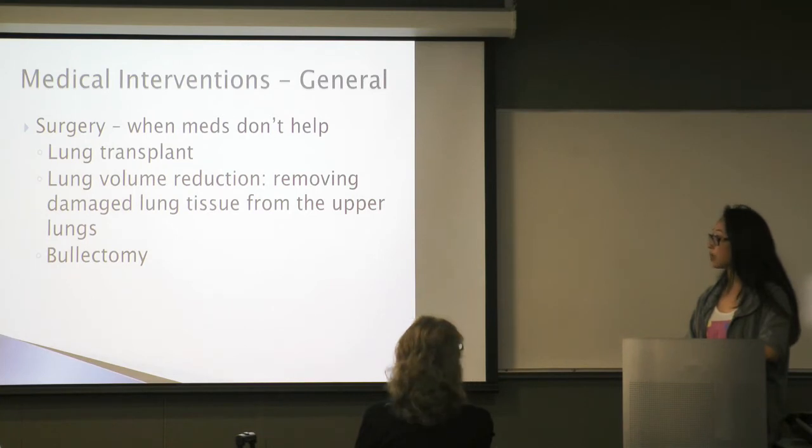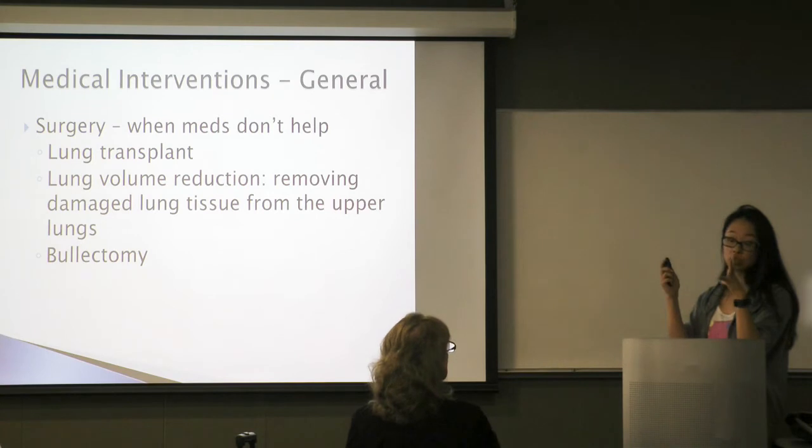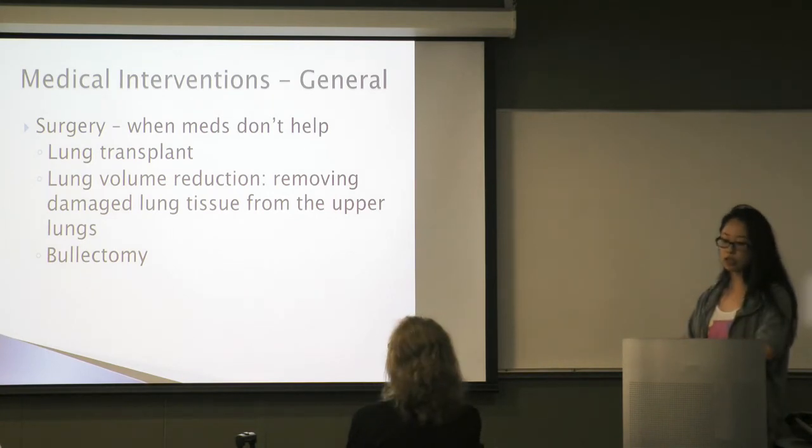Lung transplant, lung volume reduction, so removing the damaged lung tissue from the upper lungs. So this helps to create extra space in the chest cavity so that the remaining healthy lung tissue has room to expand. And then bullectomy, bullae are the large air spaces that form when the air sacs are destroyed. So earlier when I mentioned that the alveoli get enlarged, they stay enlarged, so they're removed to improve airflow also.